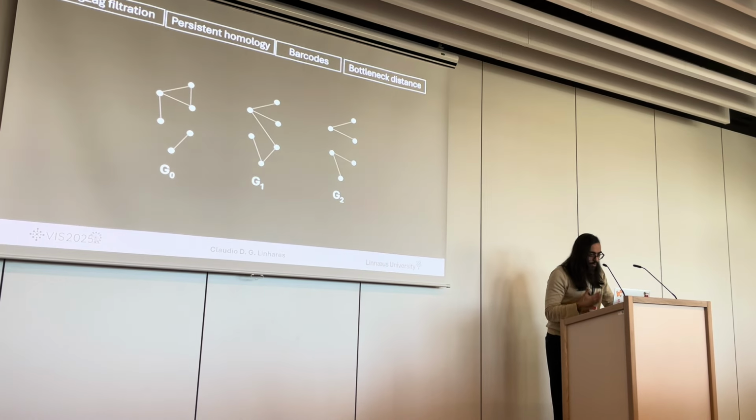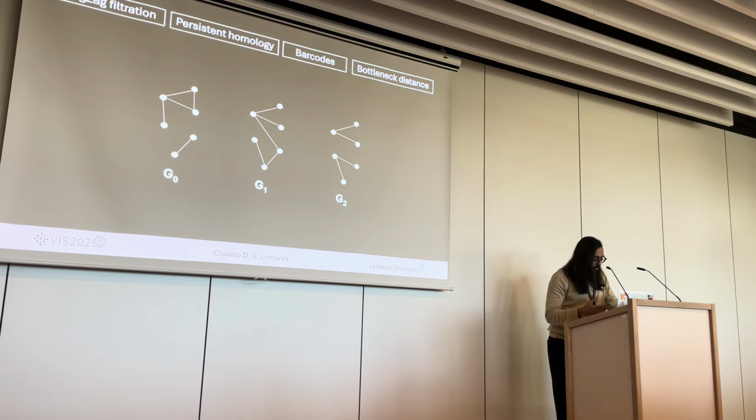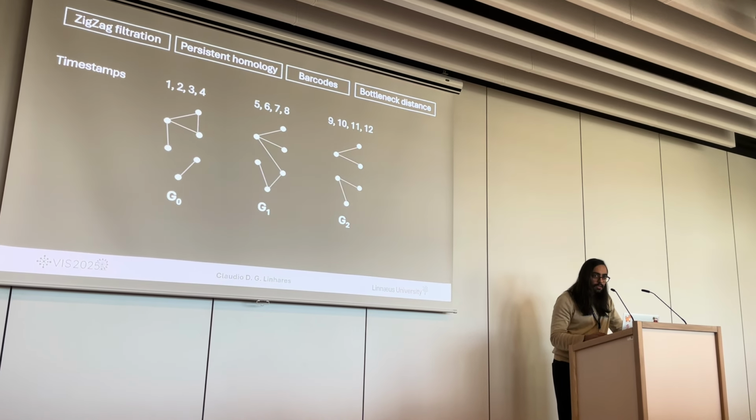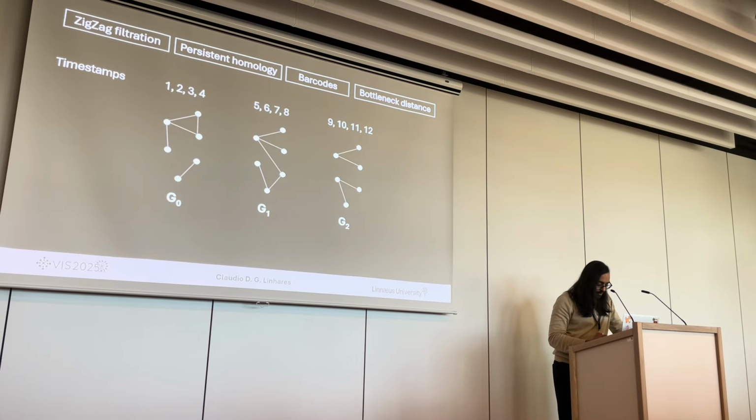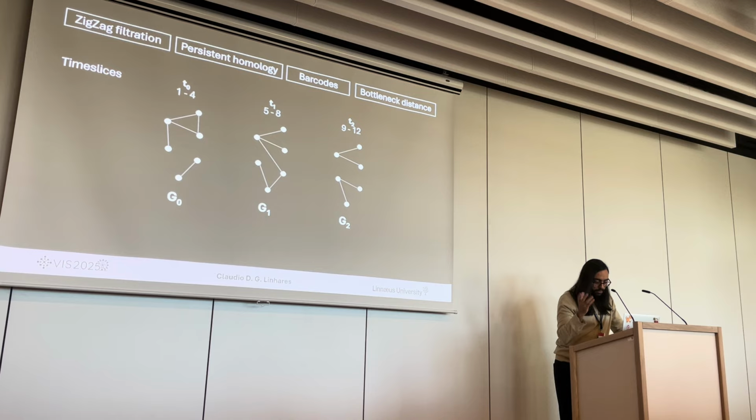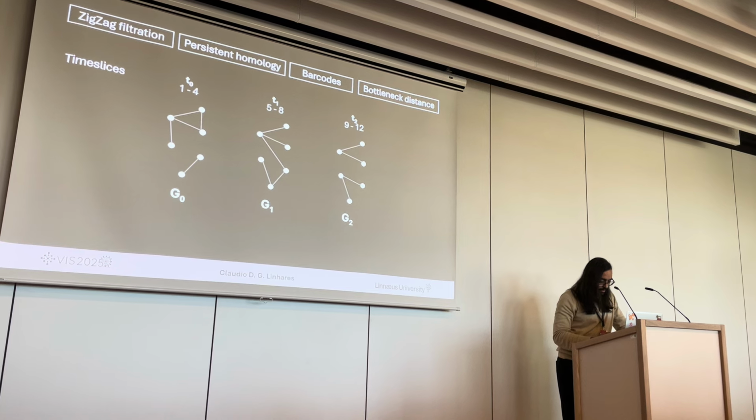So first of all, we have the graphs, right? The temporal graphs, defined by the timestamps. So the first thing that we do is we calculate the time slices. We just group them into different time slices.